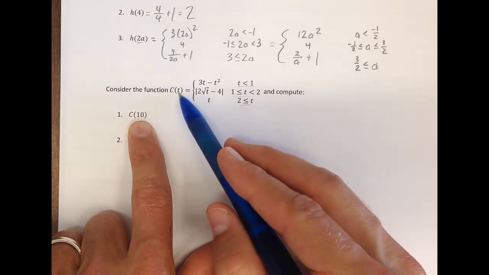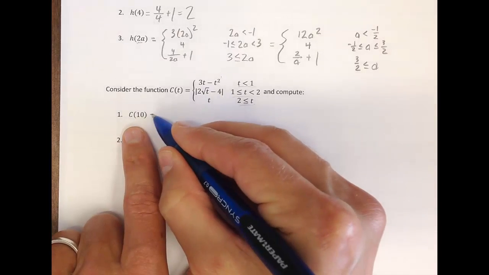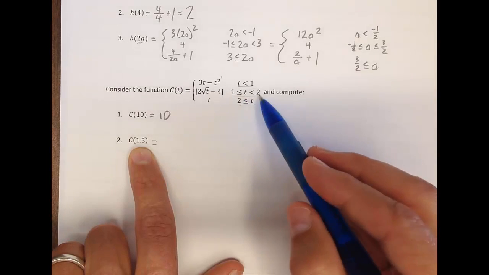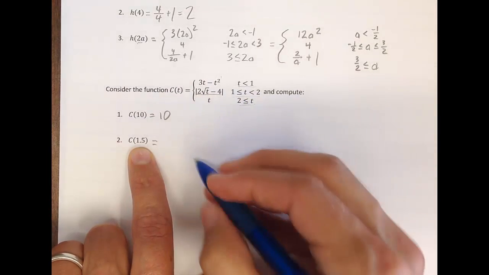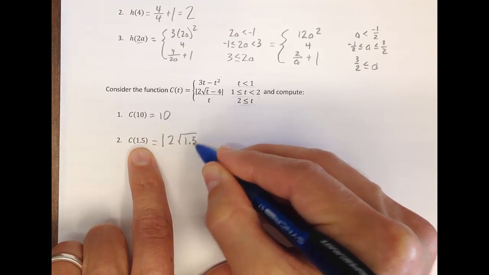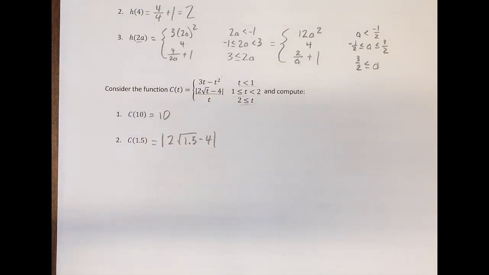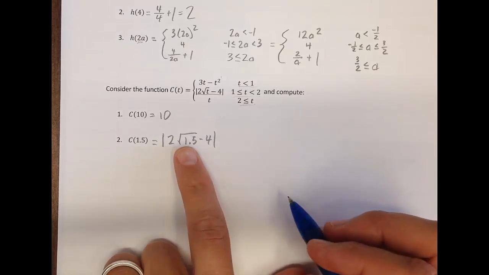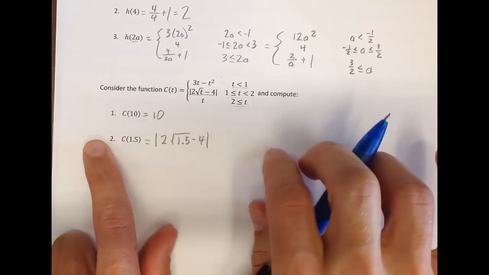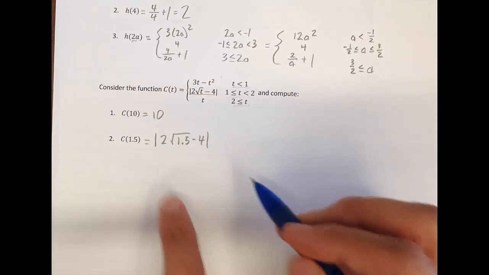Now 10 is the t value and it's greater than 2. So I'm going to use this bottom line that says c of 10 is 10. C of 1.5, well 1.5 is between 1 and 2, so I'm going to use the second equation there. That gives me the absolute value of 2 times the square root of 1.5 minus 4. Now here we run into a little bit of a subtle issue. Well, if I knew that this was positive, I could just drop those absolute value signs. And if I knew this was negative, I could drop the absolute value signs and put a negative in front of it with parentheses, right?